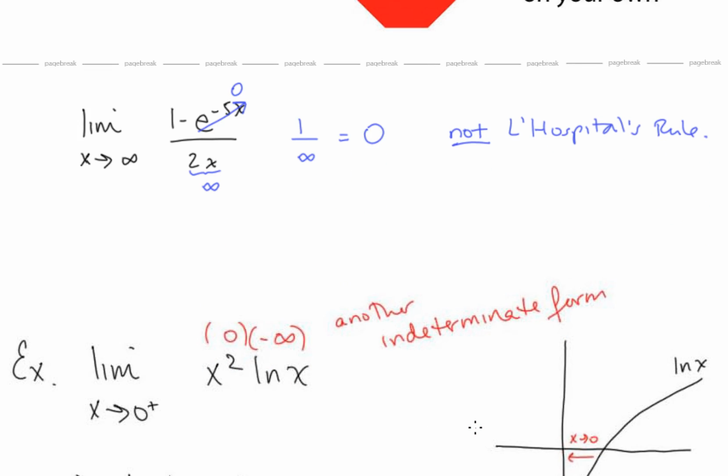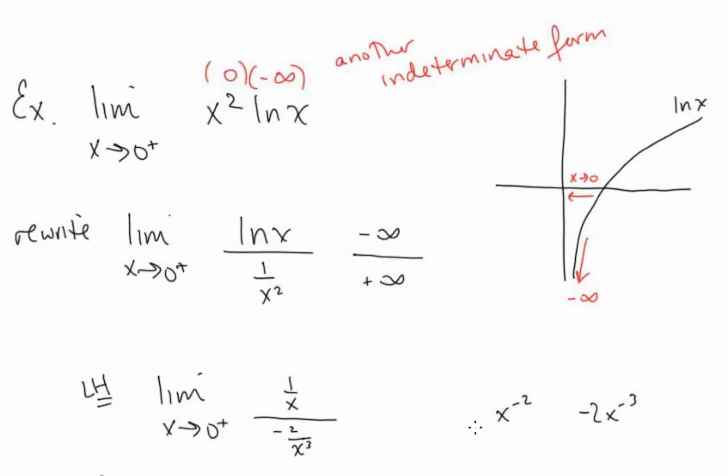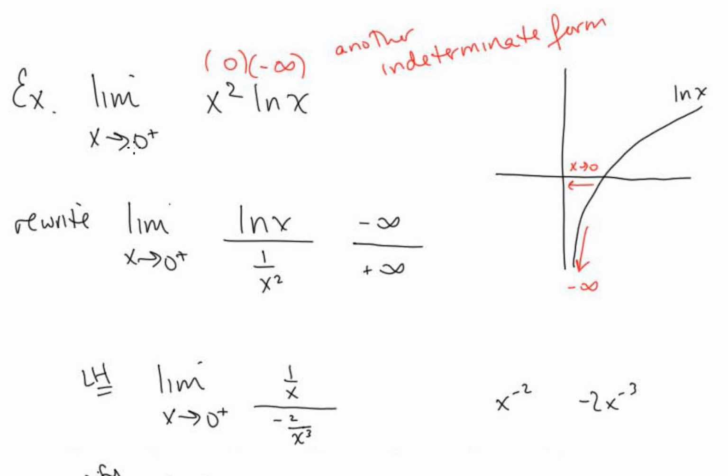Let's take a look at another example. Here we have the limit as x goes to 0 from the right of x squared times ln x. Now, one thing I want to point out, often when I see a one-sided limit, I'm kind of curious why. So I'm looking at this and I'm thinking, why do I need to have x going to 0 only from the right? And then I realize that it's because I have an ln x here.